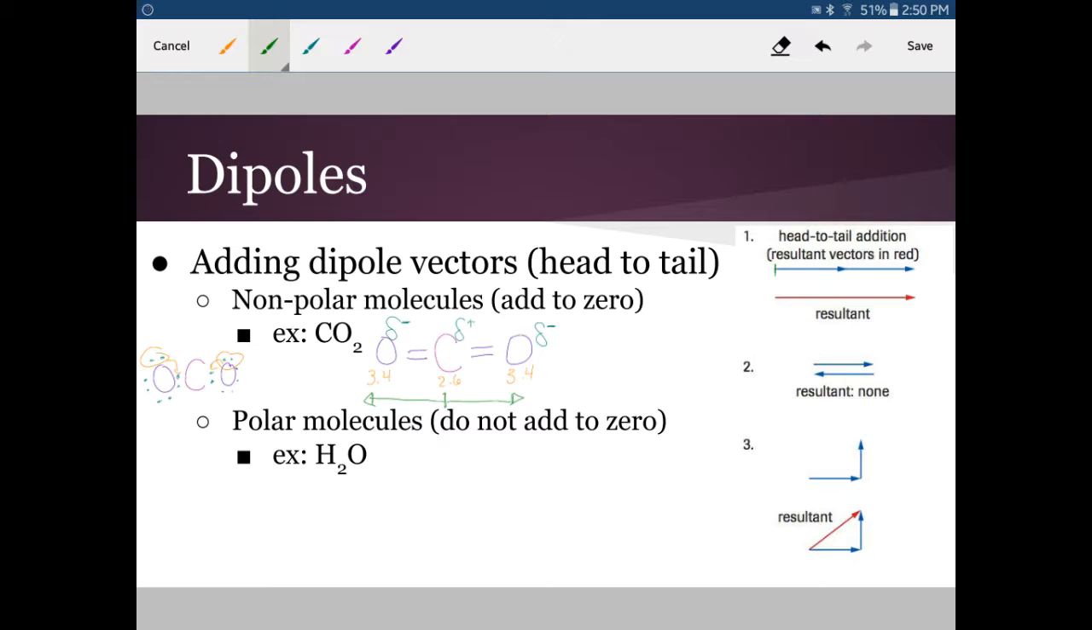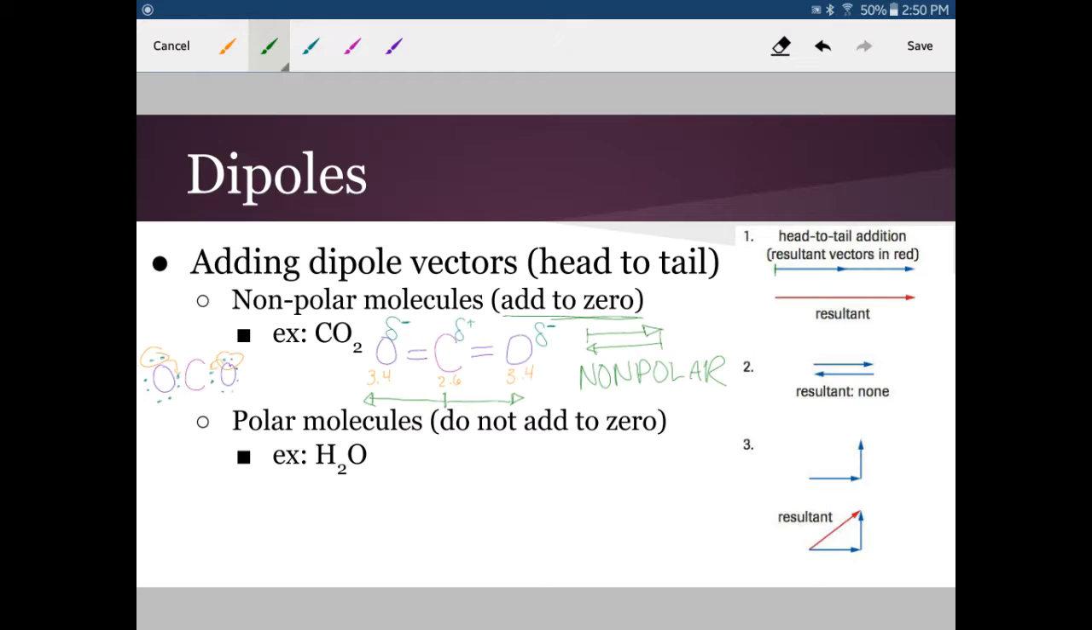Now, because they're pulling equal and opposite, this is similar to situation number 2. If I was to draw them head to tail, I would see something like this. I have 2 vectors of equal magnitude, meaning that it cancels out. They add to 0. Since they add to 0, this is a nonpolar molecule.